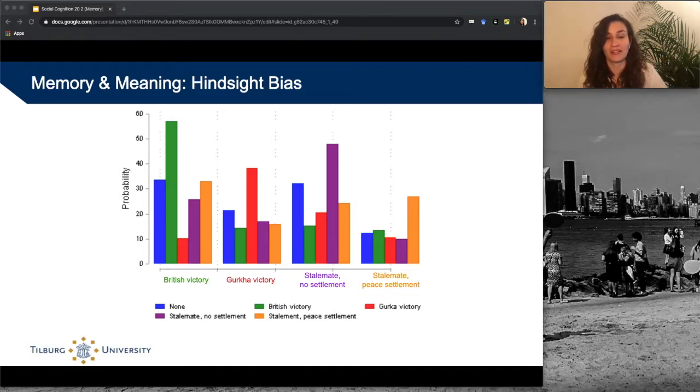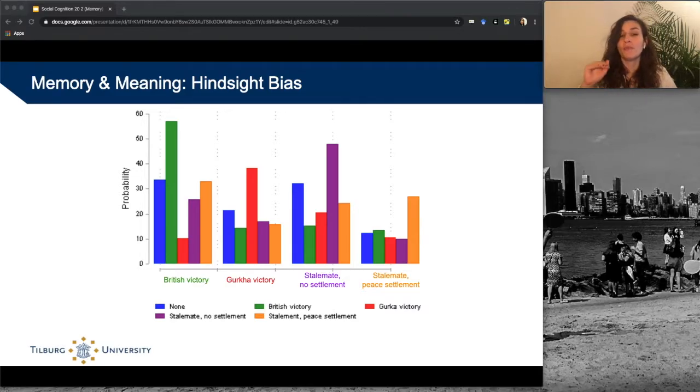This is the leftmost bracket. And the second bracket, the Gurkha victory, was rated with the highest probability when participants were told that the Gurkha had won the war. In the stalemate, no settlement condition, again, we have the highest rating for, sorry, not condition, but for rating how likely it was that the stalemate without a peace agreement would happen. We have the highest rating from participants in the condition where they were told that this is how actually the war had ended.